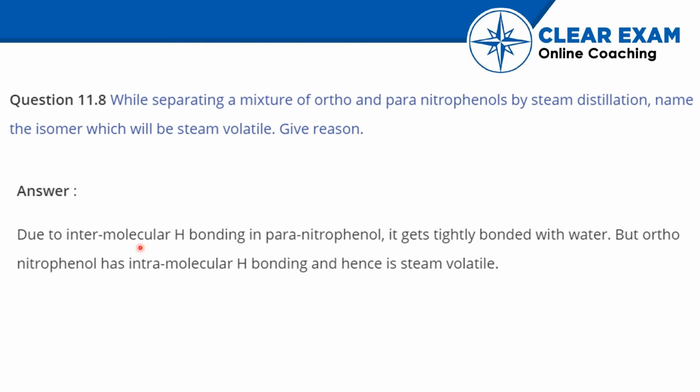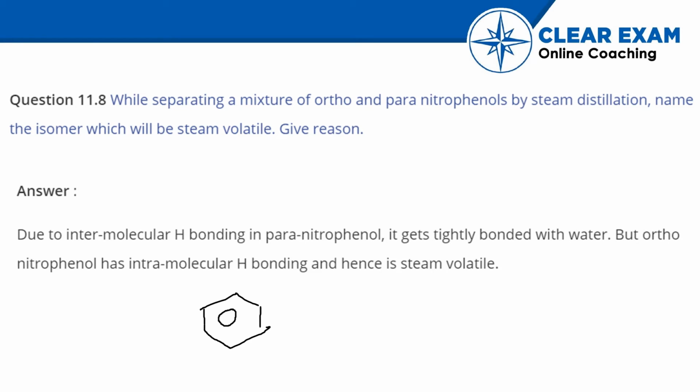Now, due to the intermolecular H bonding in paranitrophenol, it gets tightly bonded with water, but orthonitrophenol has intramolecular H bonding, hence it is steam volatile. Okay, I will draw the figure again. I will try to show you what it means.